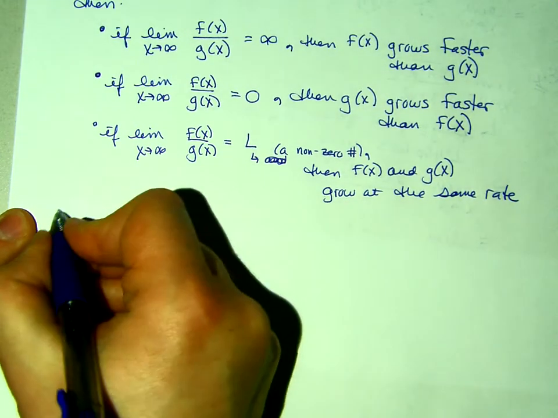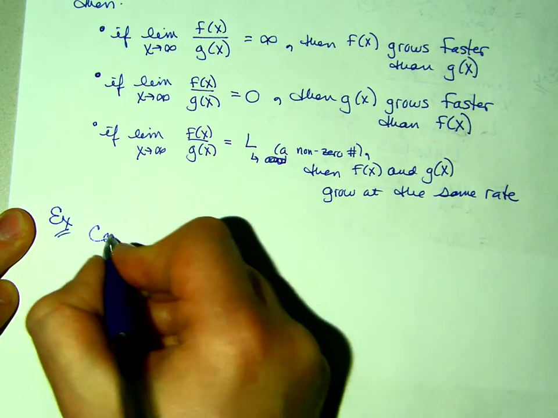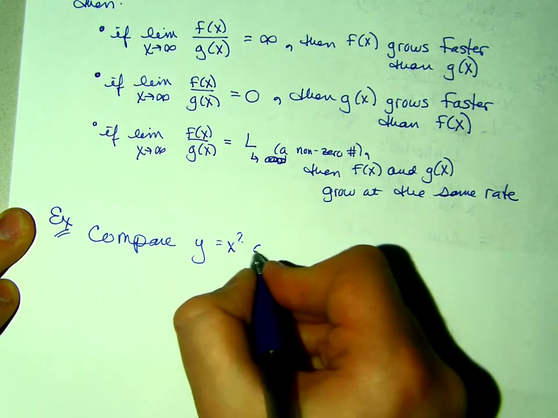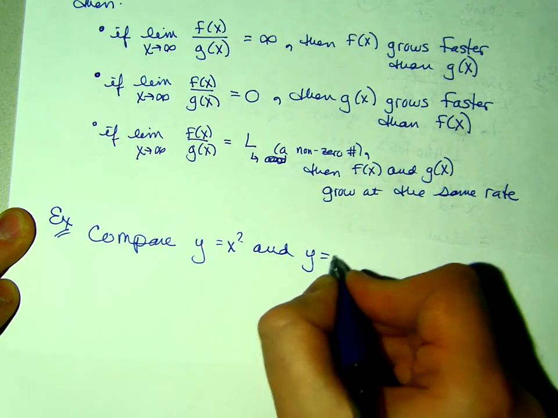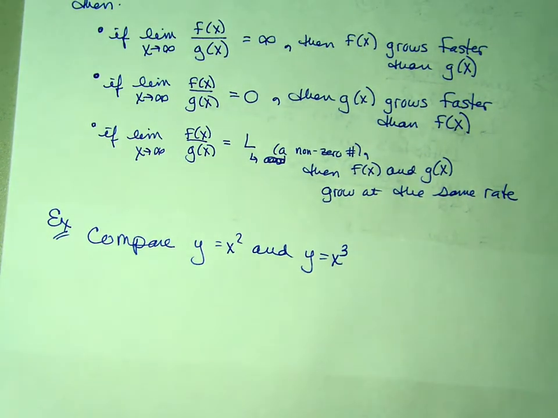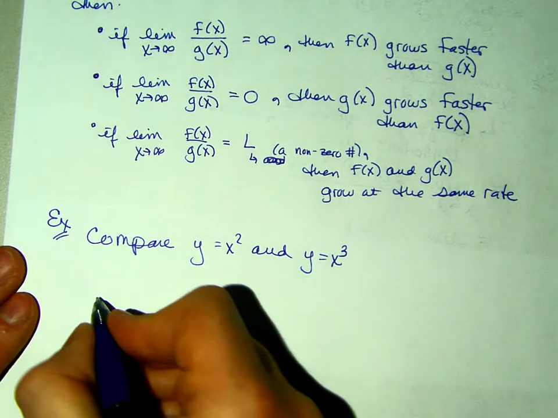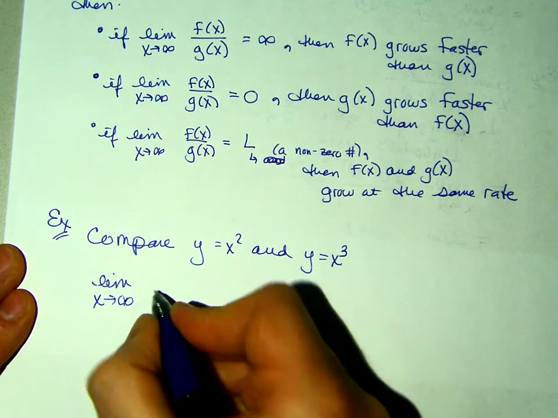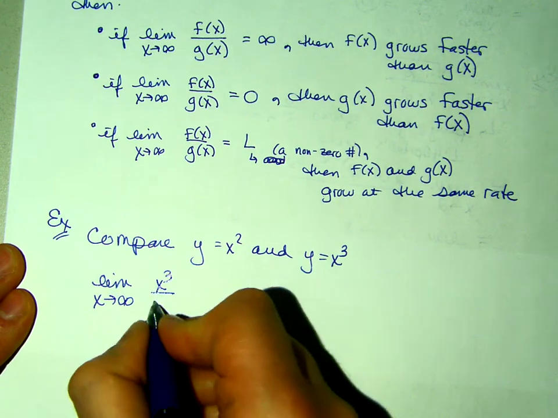For our first example, we are going to compare the two functions y equals x squared and y equals x cubed. You already said that it seems like y equals x cubed should grow faster, but now let's actually test this thing and see what's going on. Well, I'm going to set up a limit. So I'm going to do the limit as x approaches infinity of x cubed over x squared.